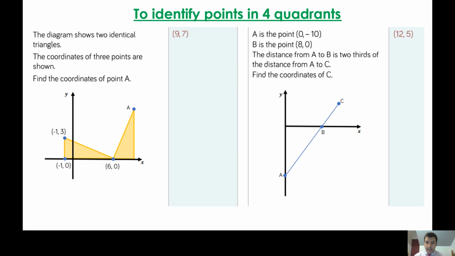Your next challenge now, I'm going to stop the video. Your next challenge is to have a go at the worksheet that's been sent through. If you have a go at doing that, if you could take a photo or take a scan of it, and I'll have a look at your completed work.